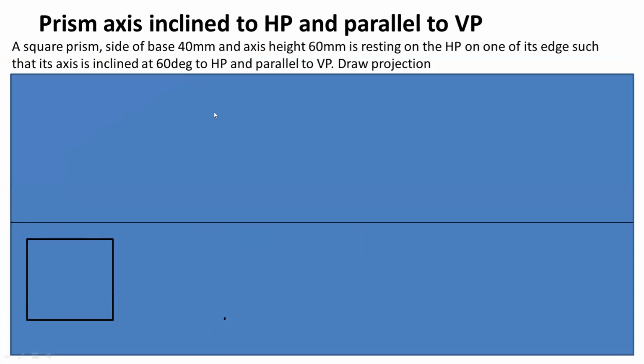The second case was the last problem. The prism axis is inclined to the HP and parallel to the VP. So this was the given problem: a square prism, side of the base 40 mm and axis height 60 mm. It is resting on the HP on one of its edges, that is a base edge, such that its axis is inclined at 60 degrees to the HP and parallel to the VP. Draw the projection. I have shown the three-dimensional representation using CAD software.